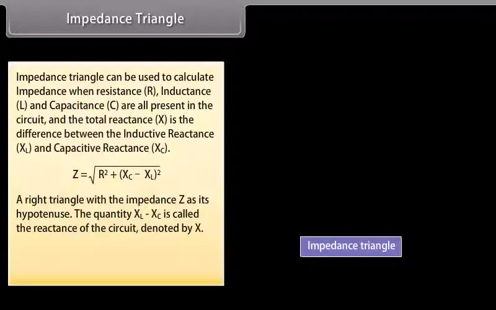A right triangle with the impedance Z as its hypotenuse, the quantity XL minus XC is called the reactance of the circuit, denoted by X. Tan phi is equal to (XC minus XL) upon R.